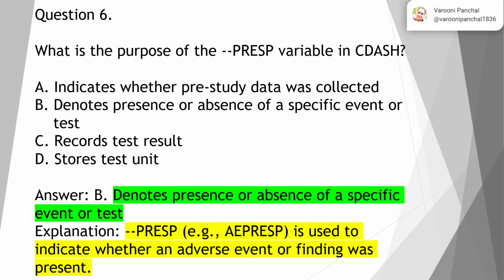Question 6. What is the purpose of the PRESP variable in CDASH? Now option A says indicates whether pre-study data was collected. No. Records test result. No. It stores test unit. No. So the correct answer is it denotes presence or absence of a specific event or a test. So the correct answer is B.